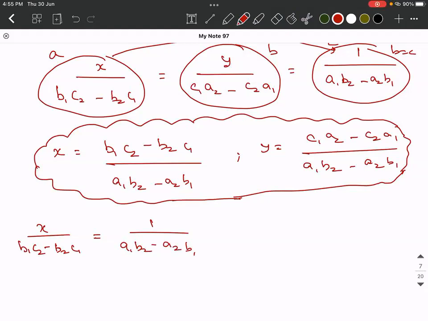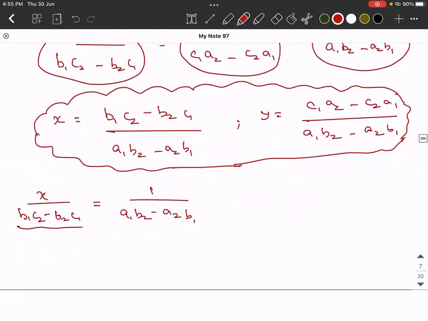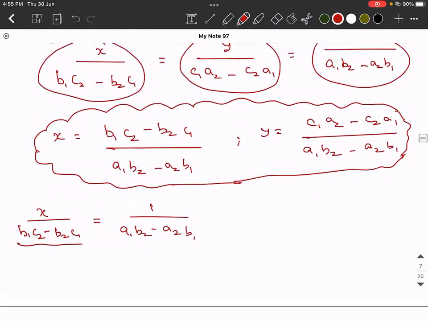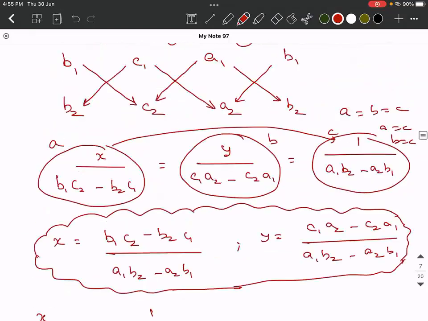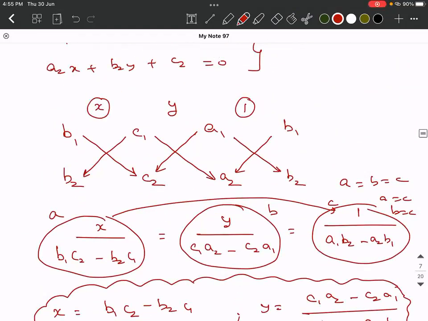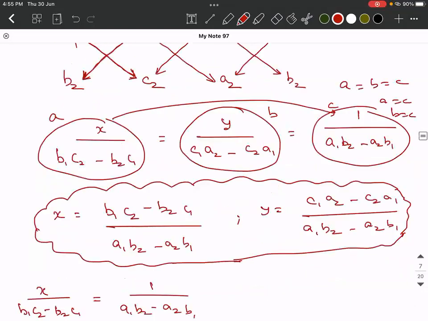Okay. So what I did to the B1 C2 minus B2 C1 is I took it to the other side. Now is it clear? Yes or no? So can you give me a question? We'll try to solve and see using this method. Shall I solve it? Or you are still copying it? I told you, x divided by cross multiplied B1 C2 minus B2 C1. This one.